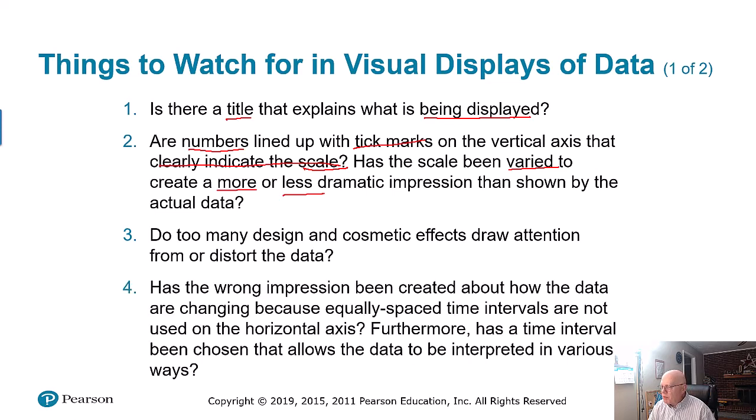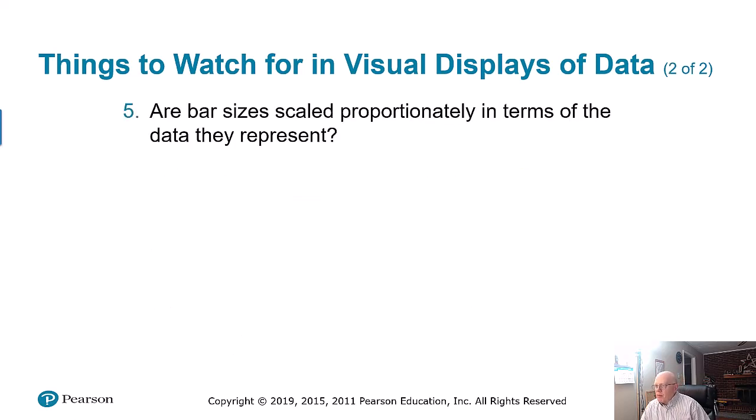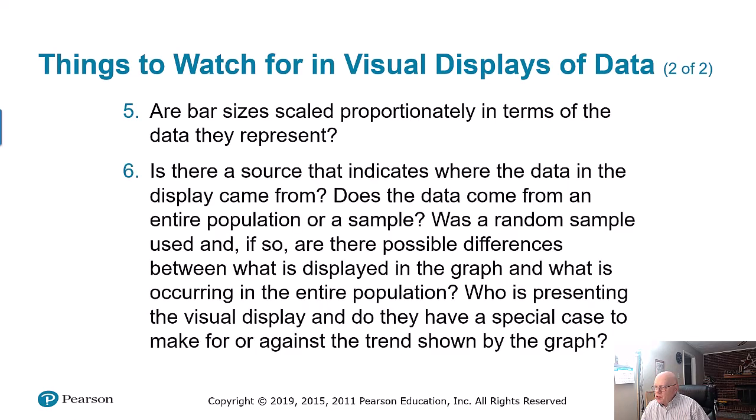And do you get the wrong impression because equally spaced time intervals are chosen on the horizontal axis, or have they switched things around? Does the time interval have a strange representation? Are the bar sizes scaled proportionately? Is there a source that indicates where the data came from? In other words, maybe you want to check and see whether the data was correct. You could go back if you have the source.